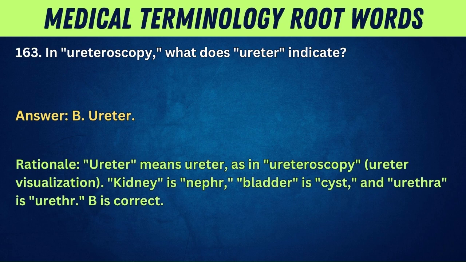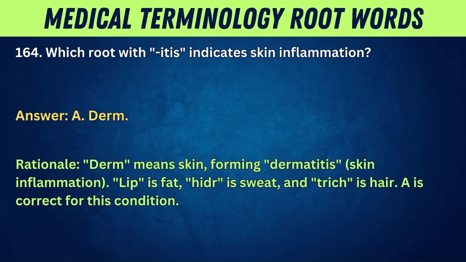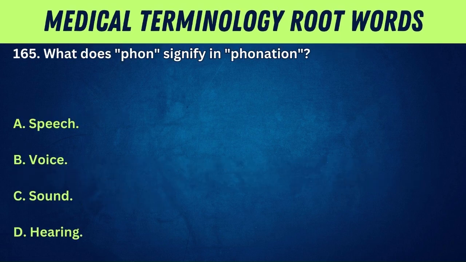B is correct. 164. Which root with itis indicates skin inflammation? A. Derm. B. Lip. C. Hidr. D. Trich. Answer: A. Derm. Rationale: derm means skin, forming dermatitis, skin inflammation. Lip is fat, hidr is sweat, and trich is hair. A is correct for this condition.